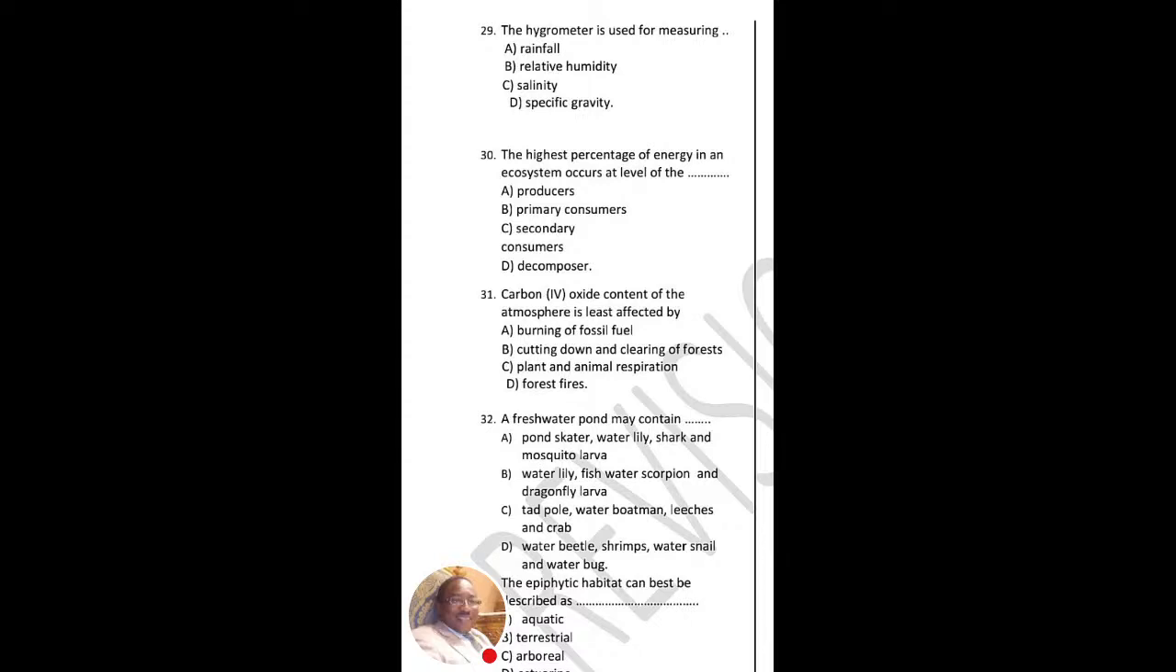Cutting down and clearing of forest trees. Let's compare it with plant and animal respiration. Well, cutting down trees and clearing forest will least affect it, because plant and animal respiration will increase CO2 content. Forest fire will increase the CO2 content. So the correct option is B. Clearing of forests will least affect carbon dioxide content in the air. So the correct answer to number 31 is B.